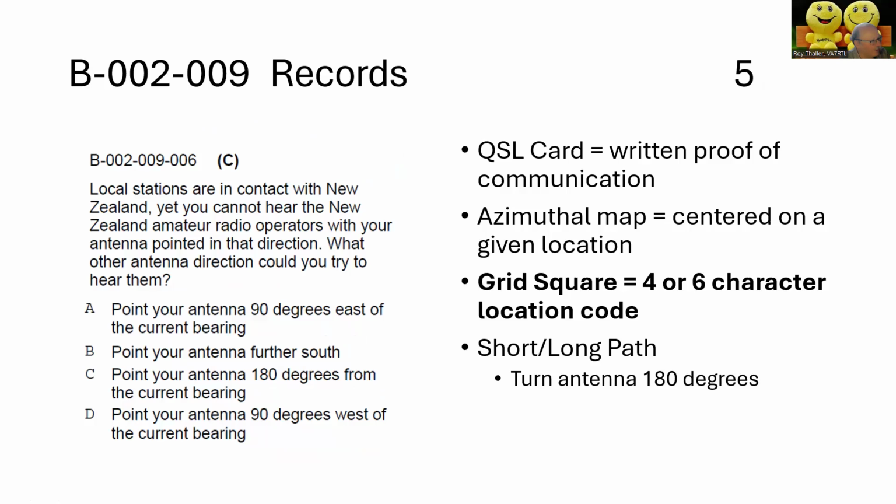Local stations are in contact with New Zealand, yet you cannot hear the New Zealand amateur radio operators with the antenna pointed in that direction. What other antenna direction could you try to hear them? So again, this is related to long paths, short paths. Sometimes it's better to hear them 180 degrees away, so you rotate your antenna 180 degrees.